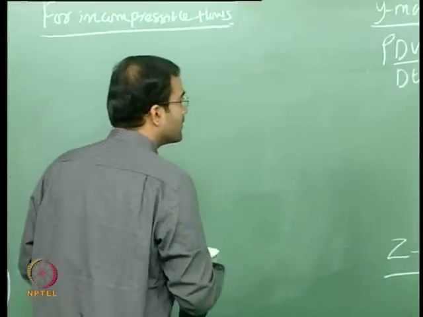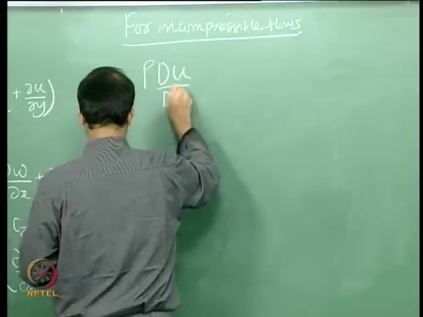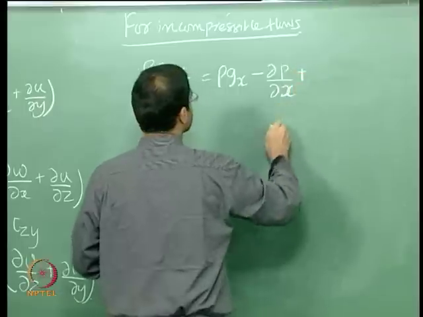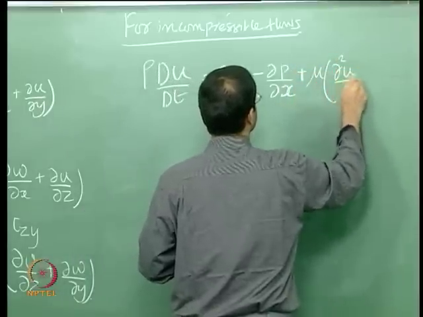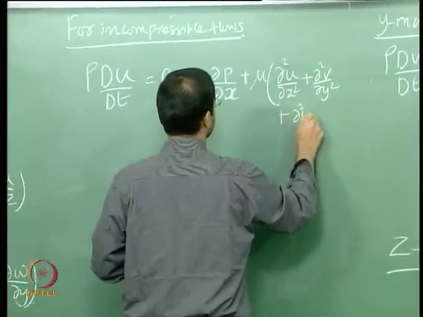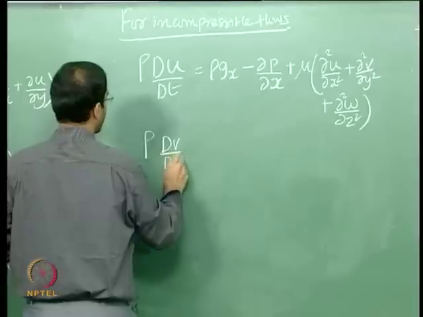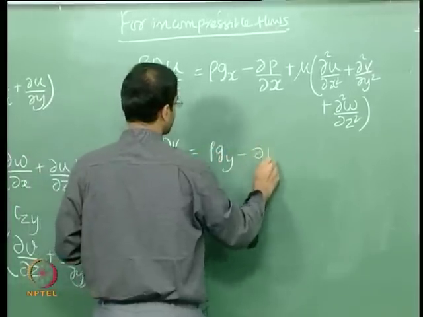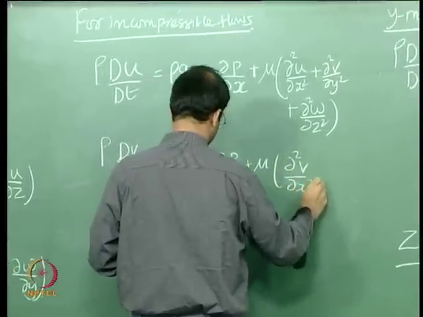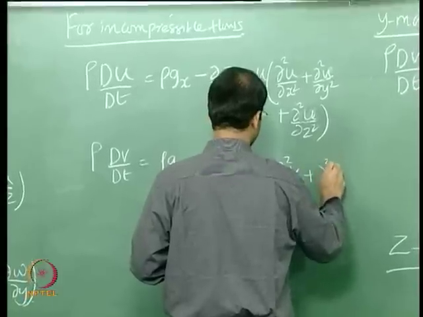So finally when you retain only the necessary terms, you will have rho du by dt equal to rho gx minus dp by dx plus nu times d square u by dx square plus d square u by dy square plus d square u by dz square. So this will be your x momentum. Your y momentum will be... so this will all be u, in terms of u, I am sorry. So this will be in terms of v.